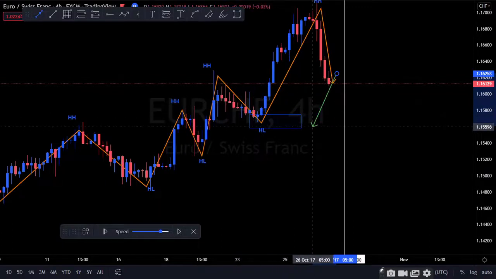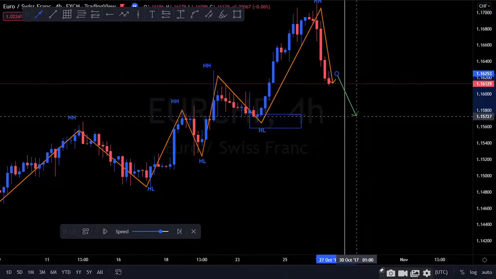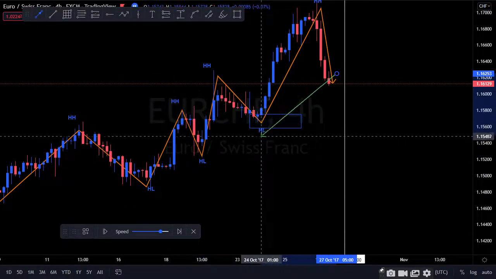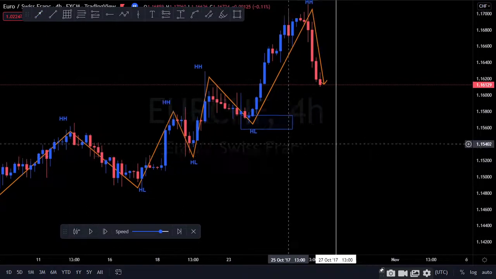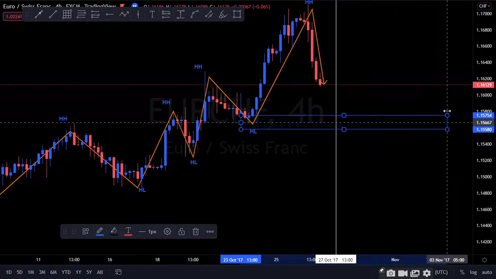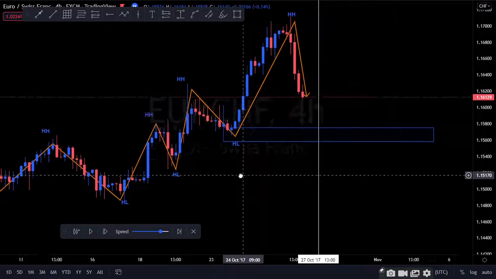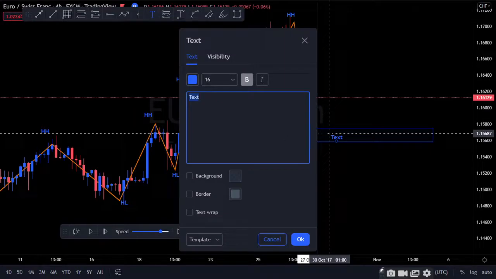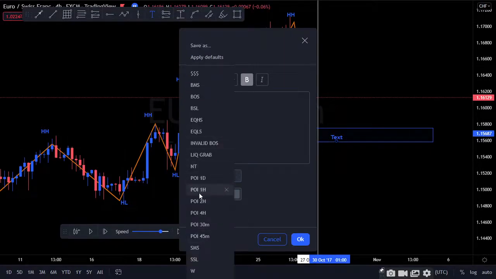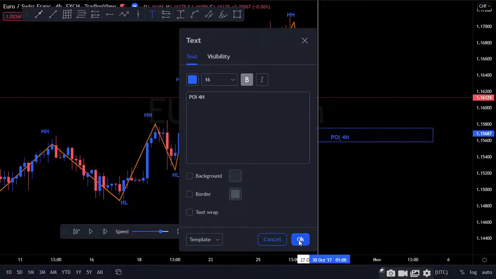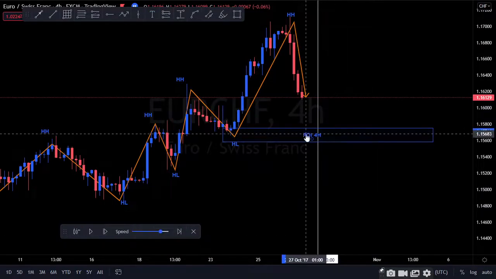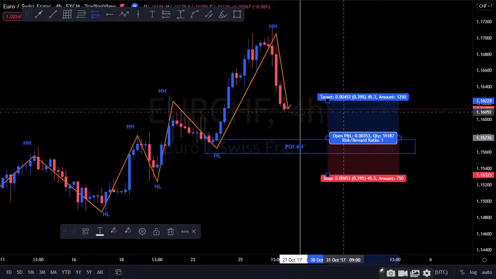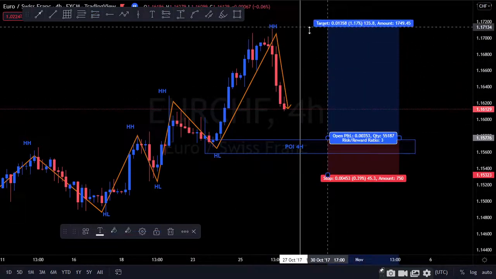So as a buyer or as a forex trader, these are the areas you should be looking for buys. So here we'll be looking for a buy. We will extend our POI here, and then we can label it and call it POI. When we get to risk management, you will learn how to use all these tools. So don't worry, just focus on the market structure.